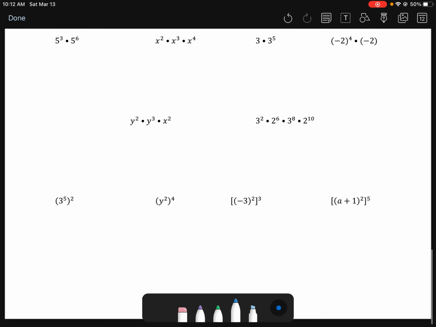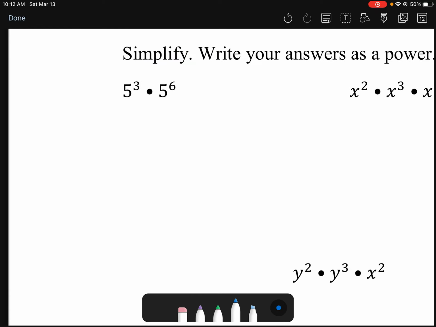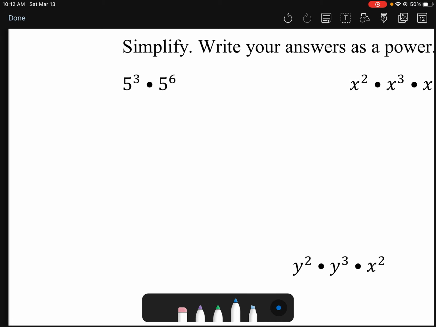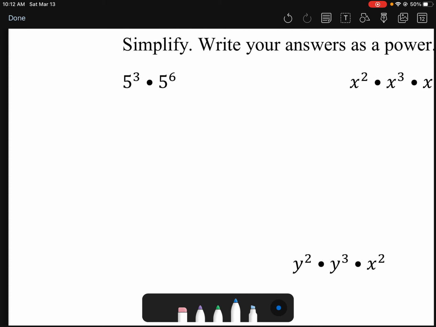Below I have a couple examples. Just a couple. So you want to simplify and keep your answer as a power. For this first one, for example, 5 cubed times 5 to the 6th, because I'm multiplying them together, I'm just going to go ahead and add their exponents. So I would have 5 to the 3 plus 6, or 5 to the 9th power.